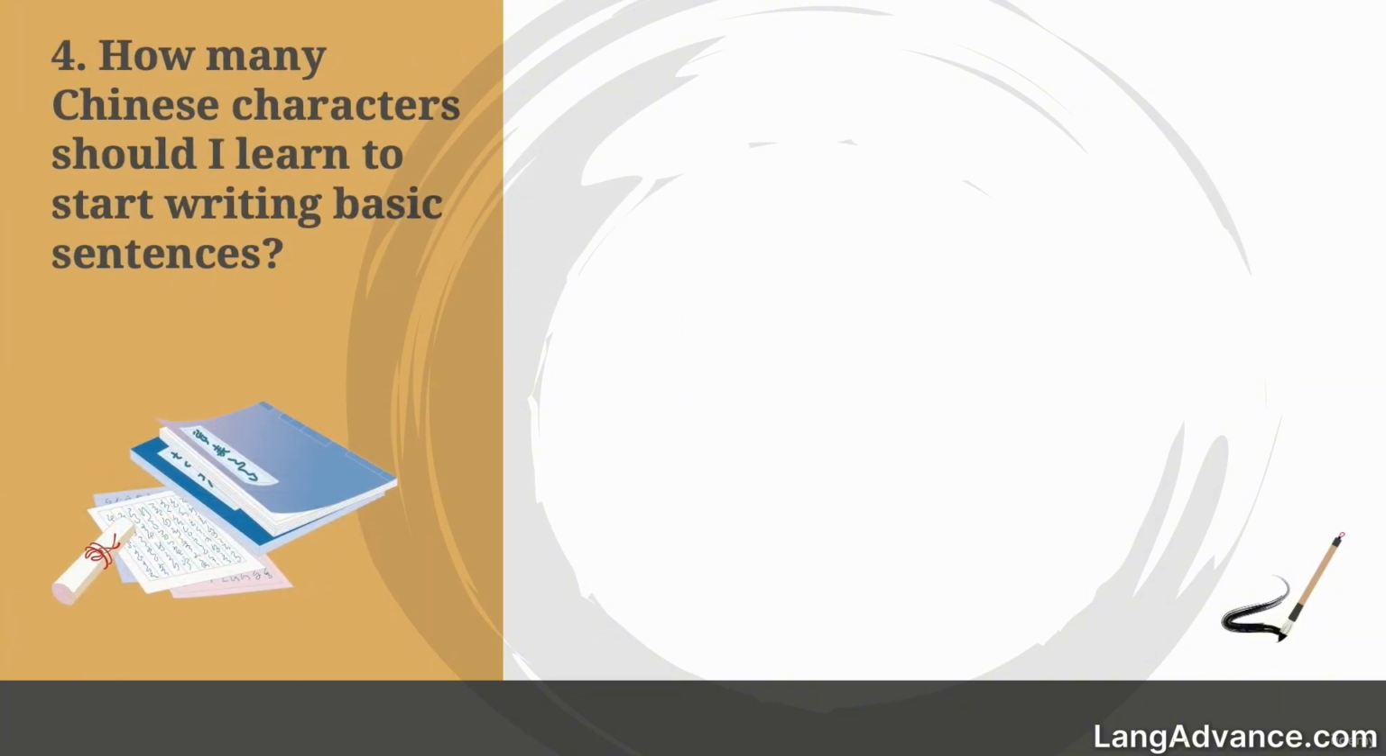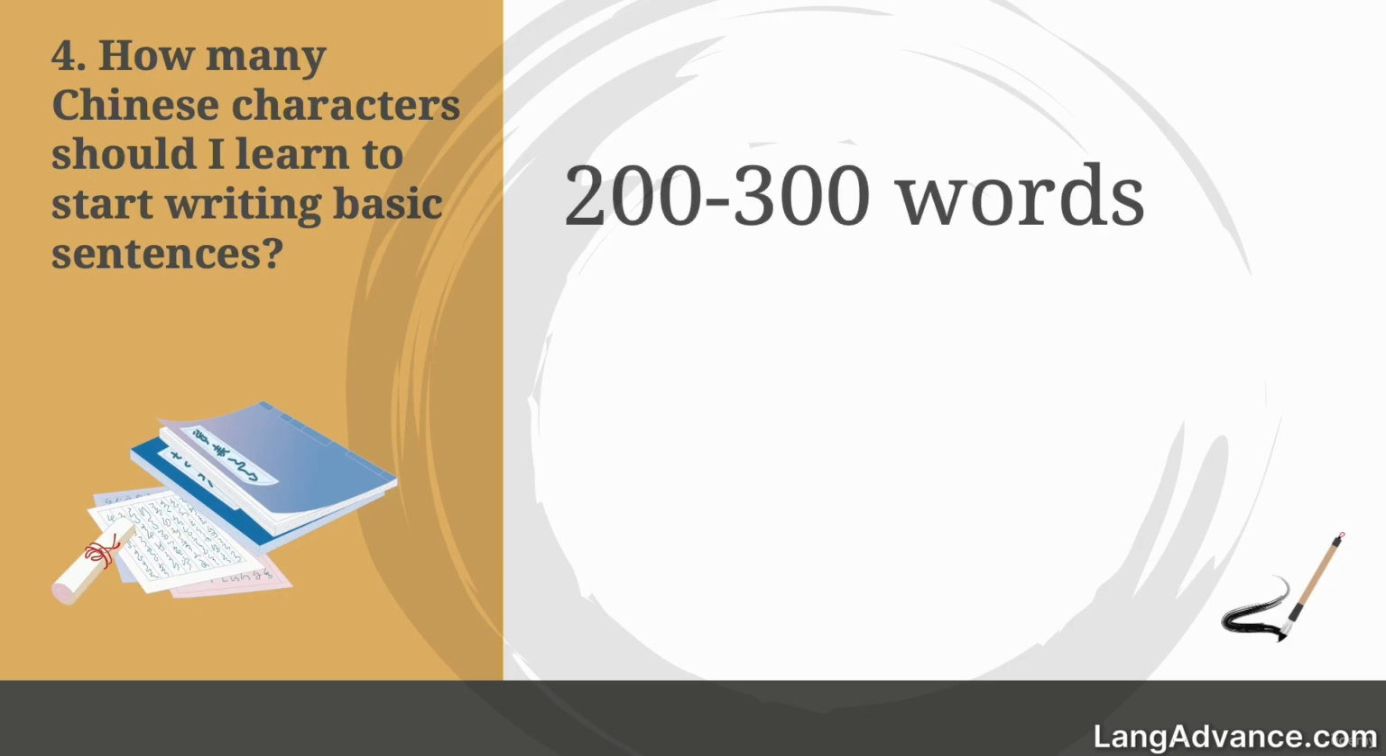Question 4, the most important question. How many Chinese characters should I learn to start writing basic sentences? And the answer is, ta-da, 200 to 300 words. To write basic sentences, you should learn about 200 to 300 essential Chinese characters. This will give you enough vocabulary to express common ideas and form simple sentences.